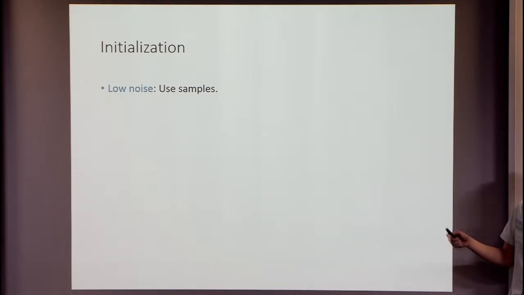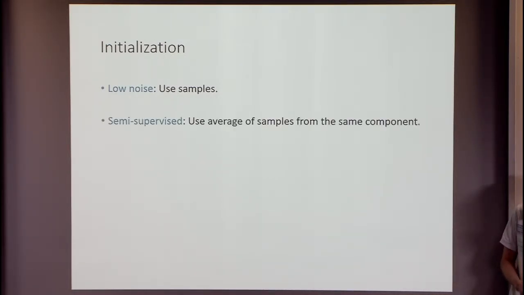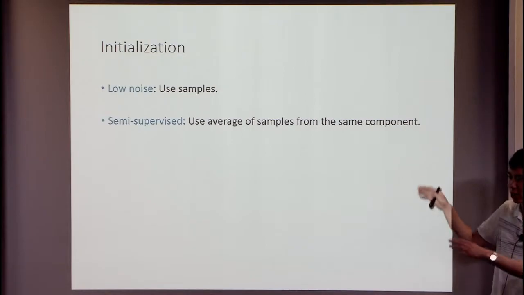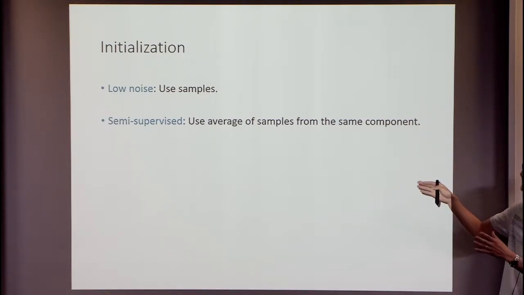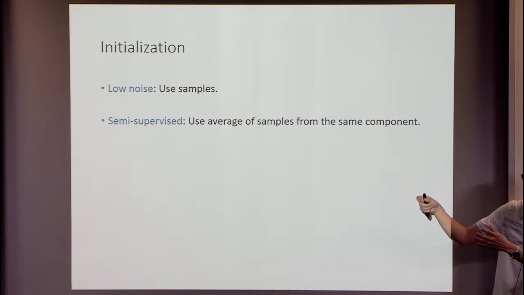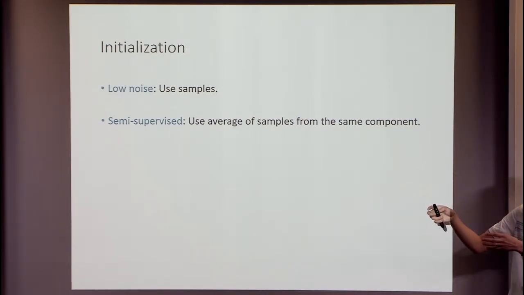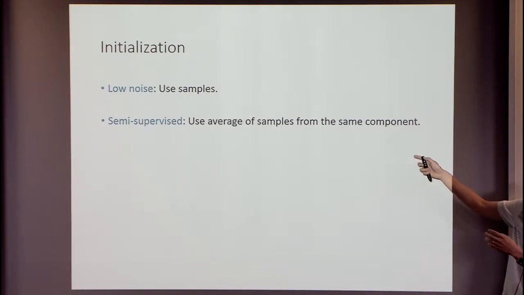So there's actually an intermediate case which we call the semi-supervised setting. In this setting, we are actually given the latent variables for some of the samples. In that case, for example, for a mixture of Gaussians, we know some samples come from the same Gaussian, then we can just take the sample mean of those samples, and hopefully that will be close enough to the component mean.